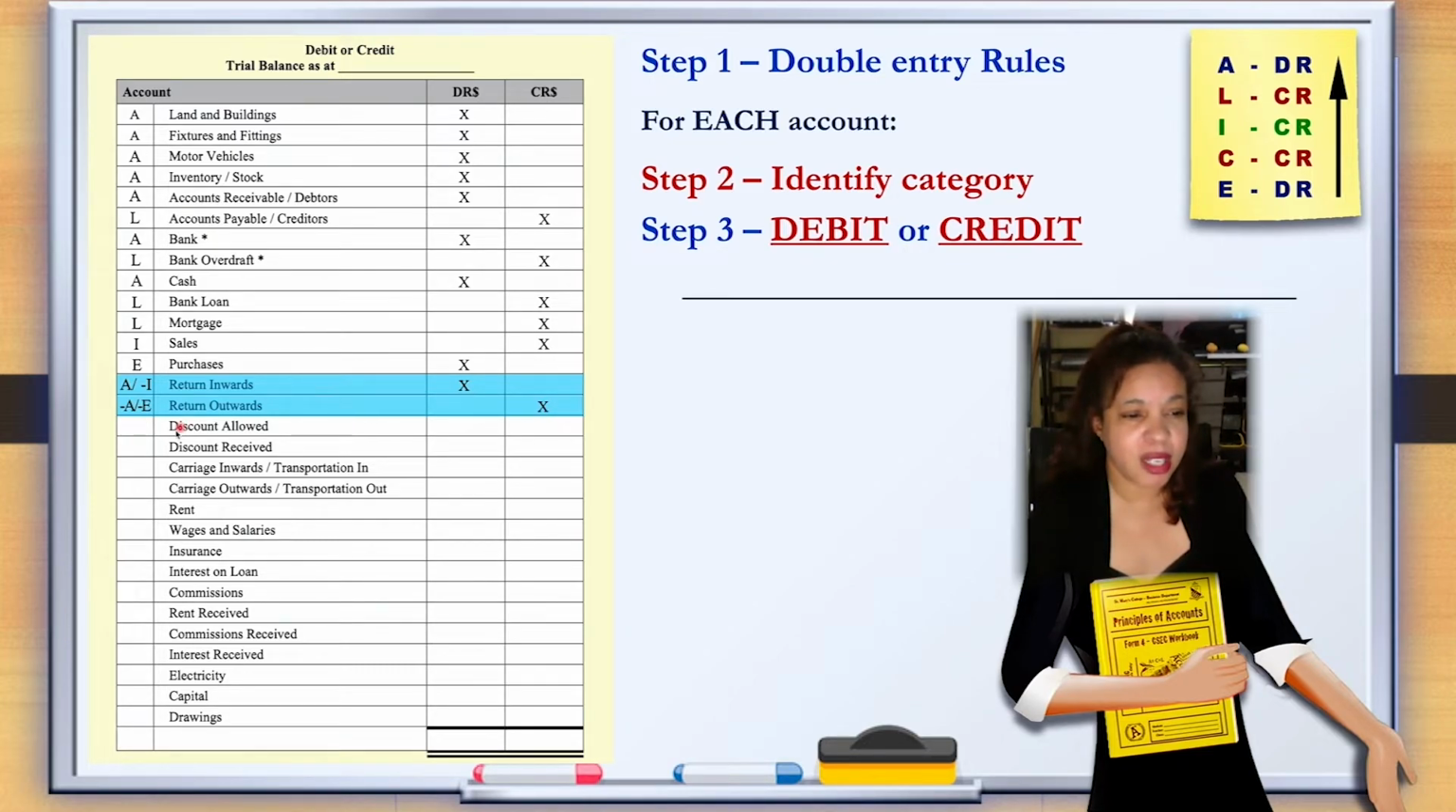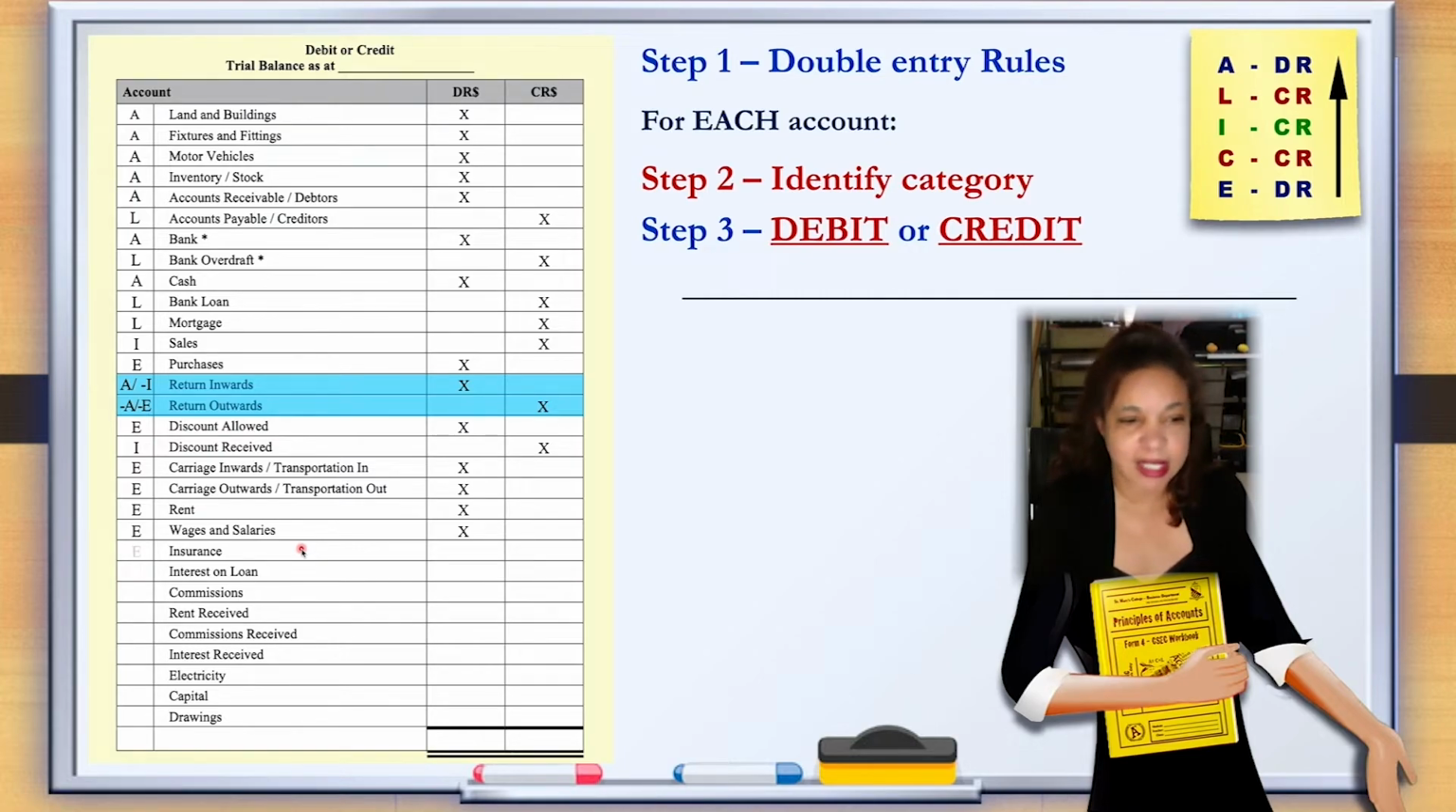All right, so discounts allowed, we did it. Expense, which is a debit. Discount received. Income, which is a credit. Notice that these two are opposites, so they're never supposed to be in the same column. Carriage inwards is an expense, so debit. We said that carriage outwards is also an expense, so debit. Rent is an expense, so debit. Wages and salaries, expense, so debit.